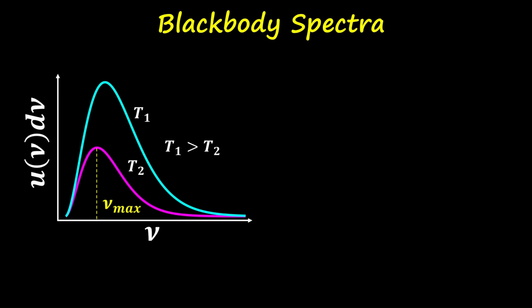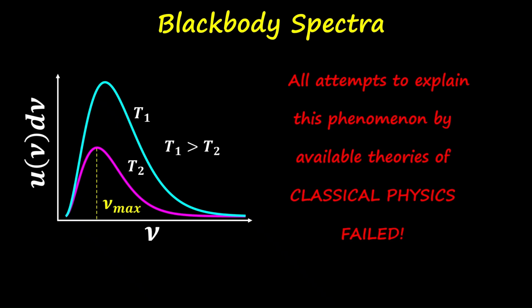Here is the black body radiation spectrum, which gives the glow of hot objects at different temperatures. In the 19th century, all the available theories of classical physics failed to explain this curve. But there was one unusual attempt that succeeded. In this video, starting from the basics of what a black body is, we will discuss that particular attempt that opened the door of quantum physics.